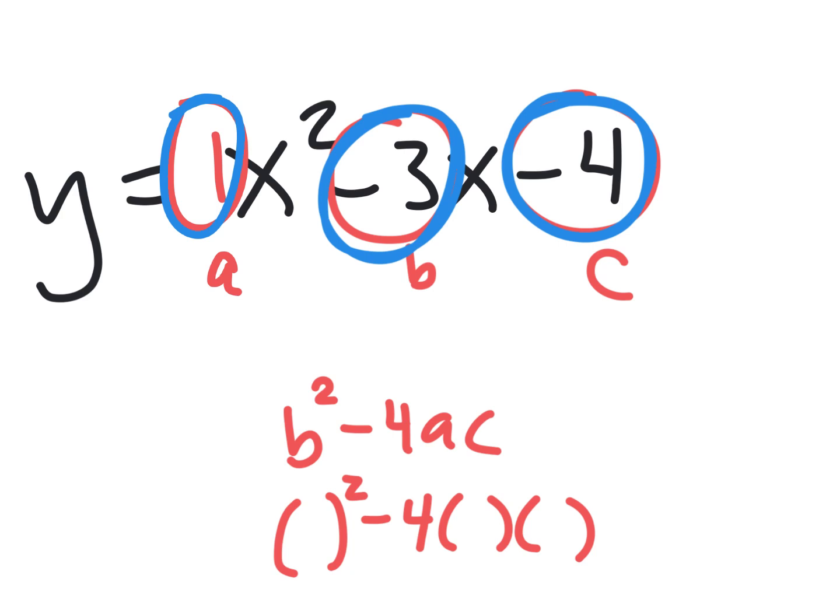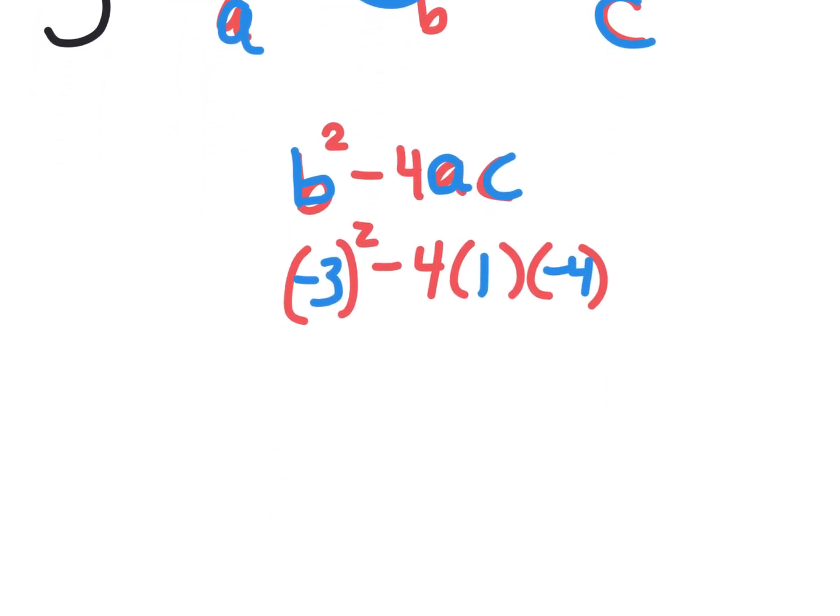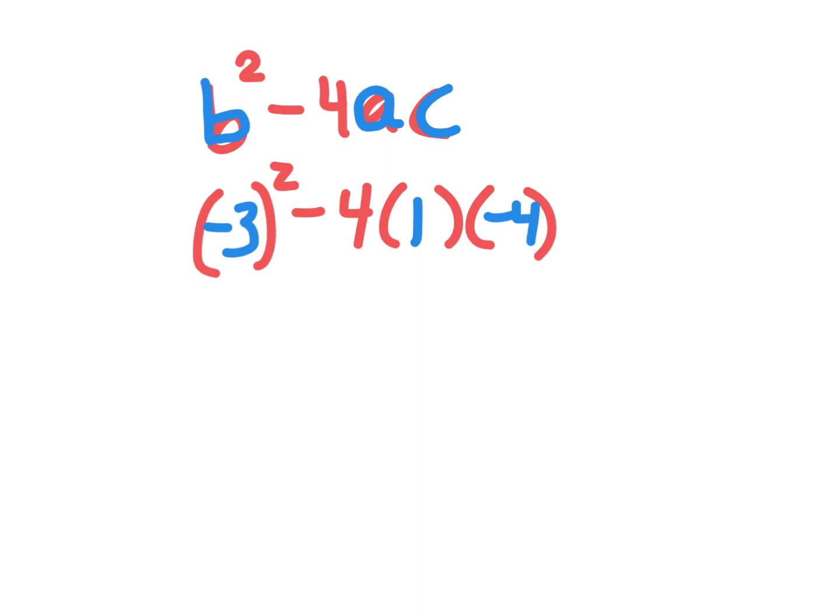So B is first here. B is -3. A is right here. It's 1. And C, there, is -4. That is the discriminant, boys and girls. This is the easy part. You just have to do a little math.